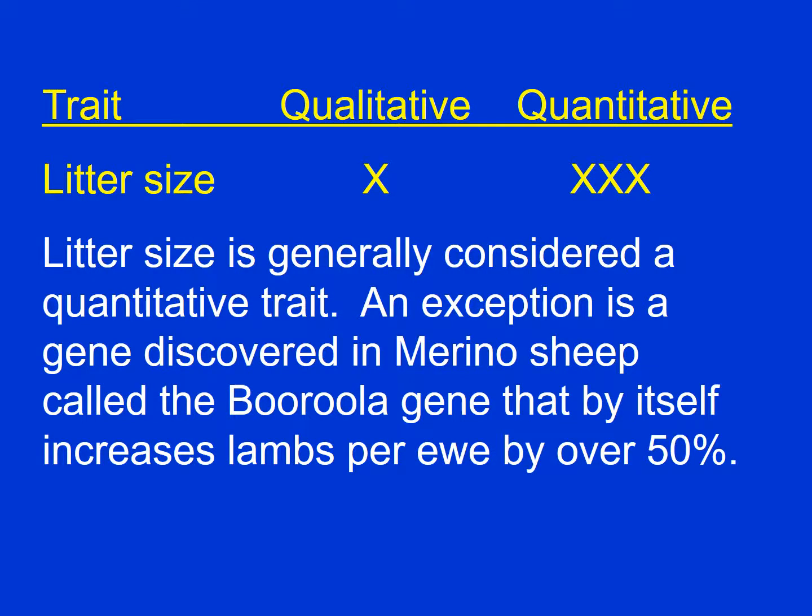Litter size was our next category there, generally considered a quantitative trait. And there are a few exceptions to that. There's a major gene discovered in Merino sheep called the Booroola gene that by itself increases lambs per ewe by 50%. So this one gene can definitely have a major effect. Previously in this chapter we talked about the gene in a type of sheep where it influences ovulation rate and greatly increases it. And that'd be a qualitative trait there.